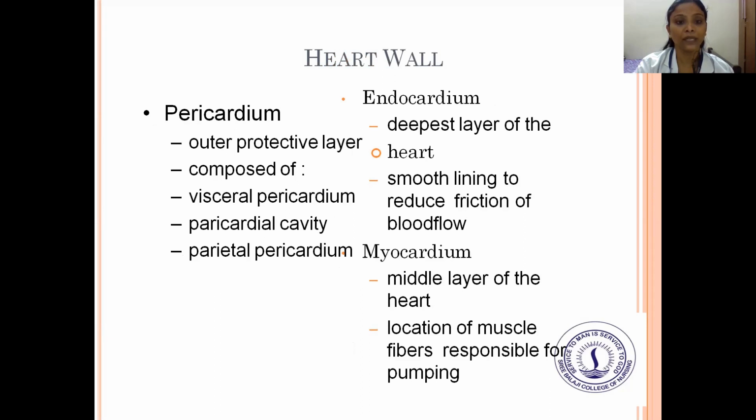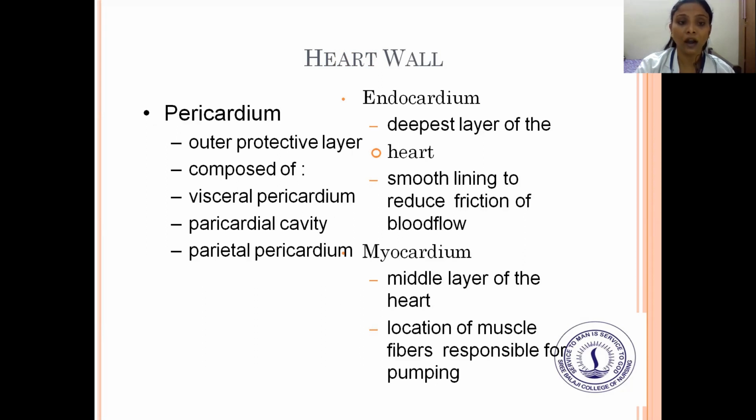Now the difference between the pericardium and the endocardium. The pericardium is an outer protective layer composed of the visceral pericardium, the pericardial cavity, and the parietal pericardium. The endocardium is the deepest layer of the heart, a smooth lining which reduces the friction of blood flow. And what is there in the myocardium? It is the middle layer of the heart, and its muscle fibers are responsible for the pumping of the heart.